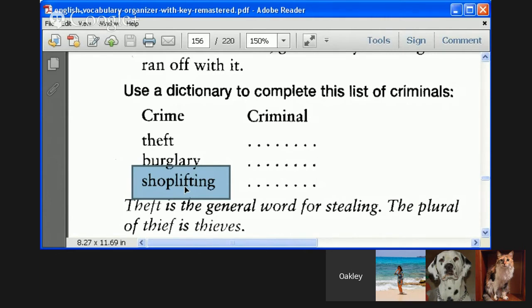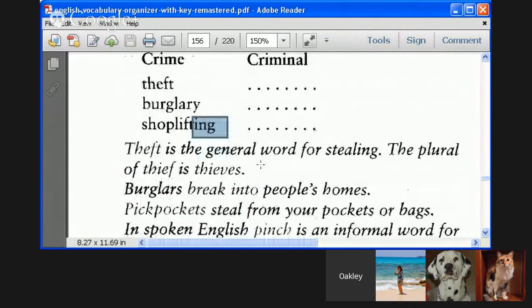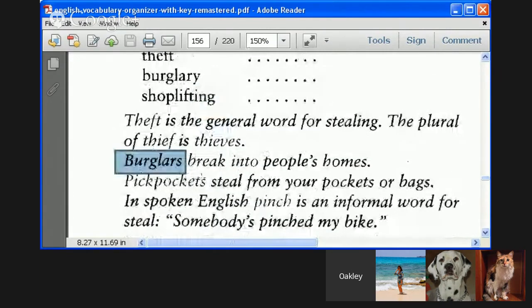Robber? No, that's robbery, which is committed by a robber. Shoplifting, same idea though. There's a clue. Robbery, robber. Shoplifting, shoplifter. That's right, you got it. He's a shoplifter. All right. Burglars, yeah, I got it. They break into people's homes.